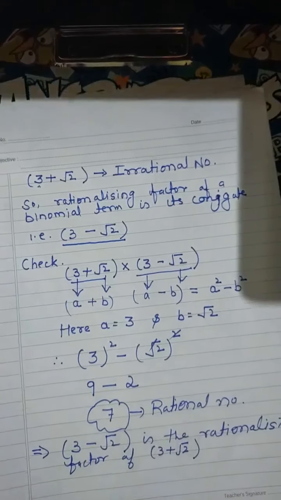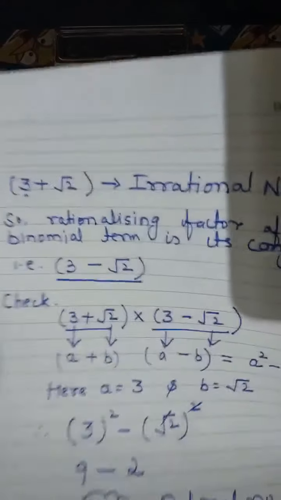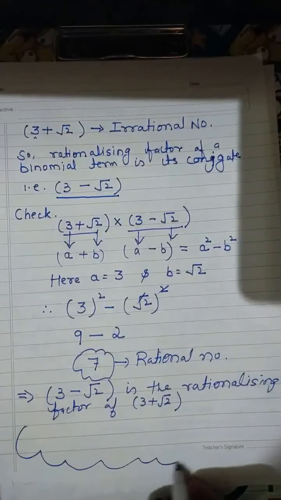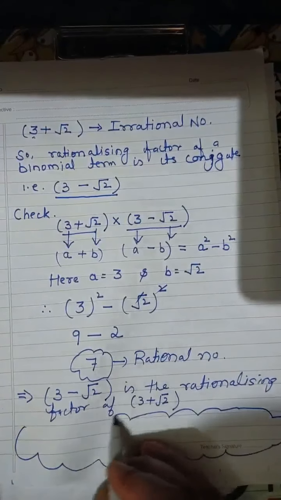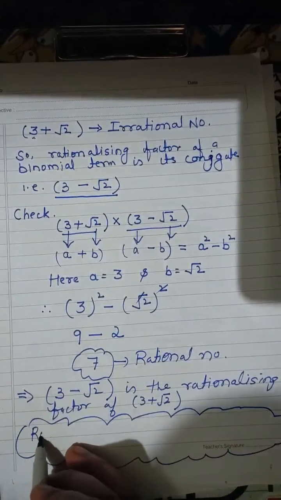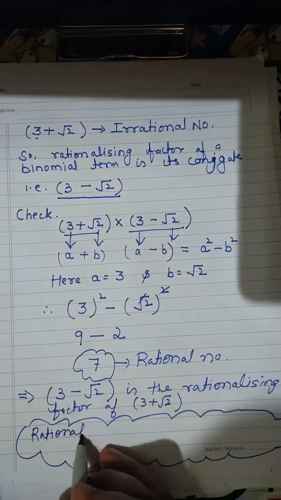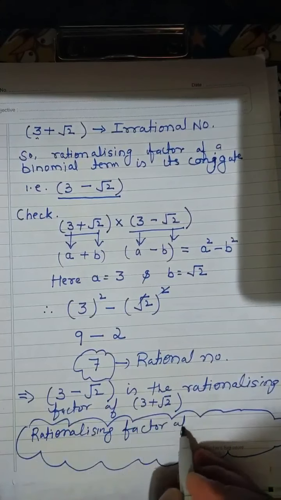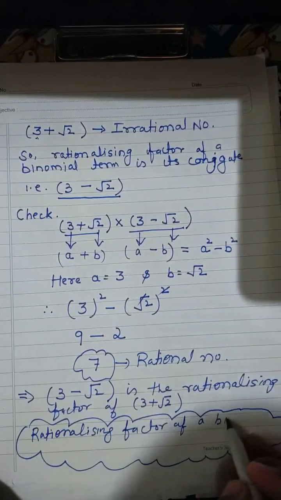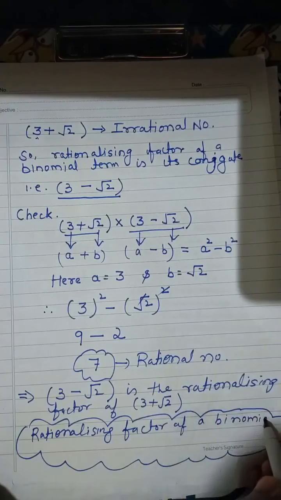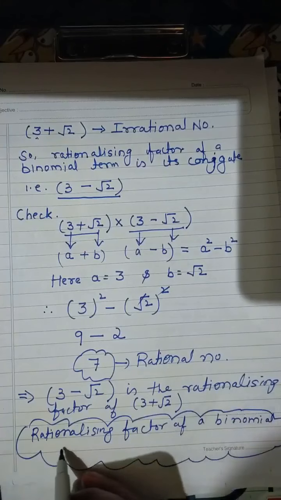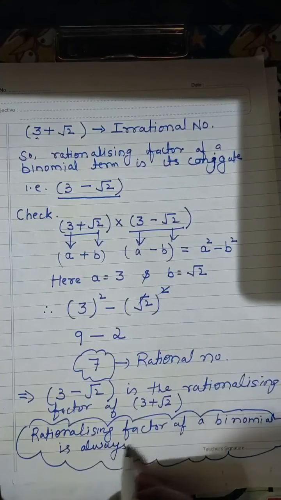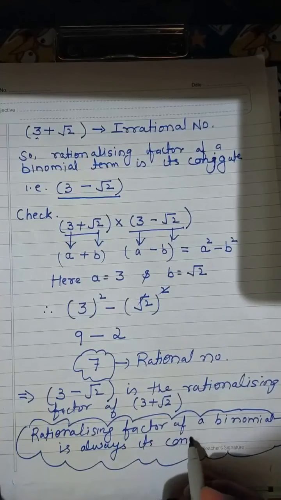So children, in a nutshell, we can say that the rationalizing factor of a binomial is always its conjugate.